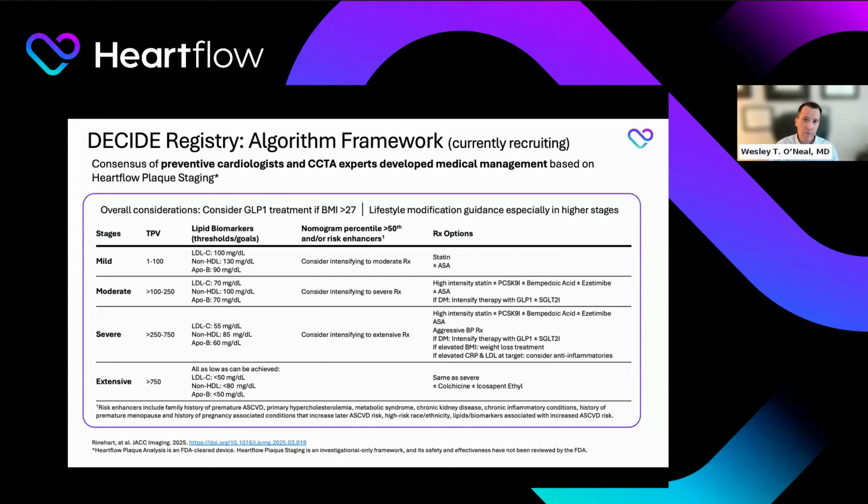And it's really nice for referring docs at our site, as well as even primary care physicians, to look at this and to really know how best to treat their patients from a preventive standpoint from the information from the plaque tool.